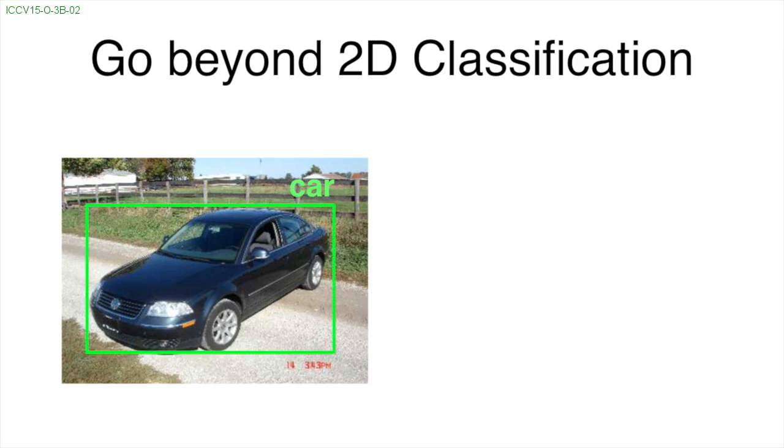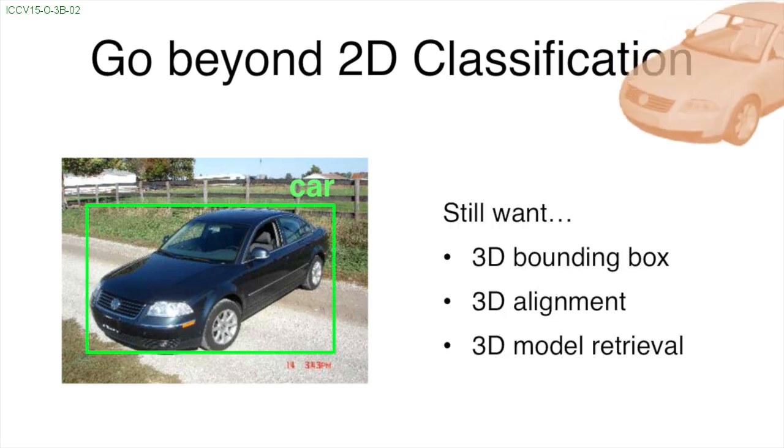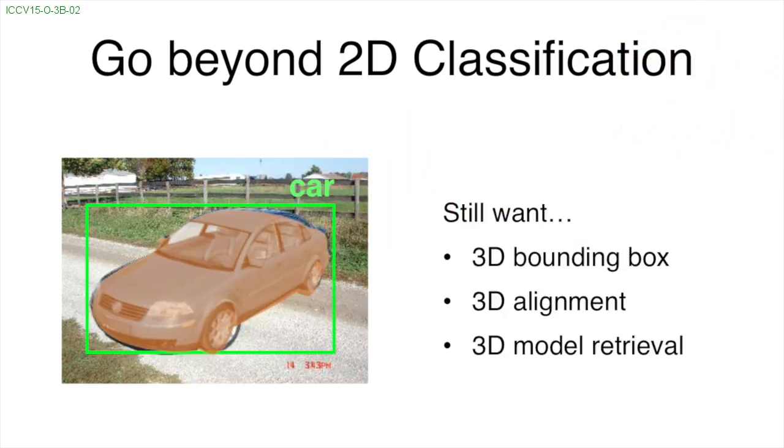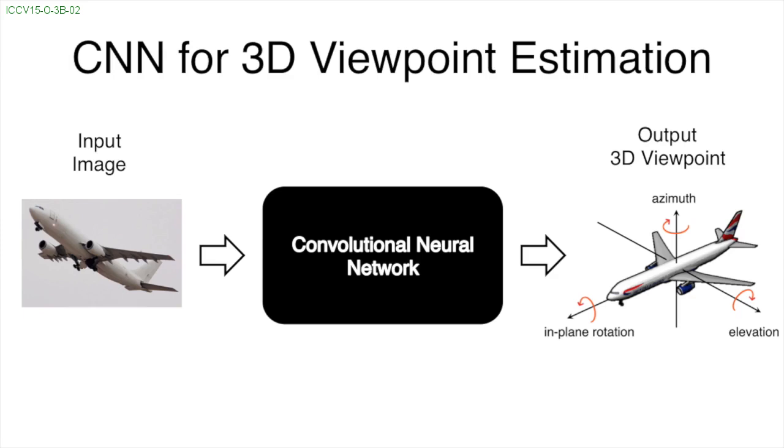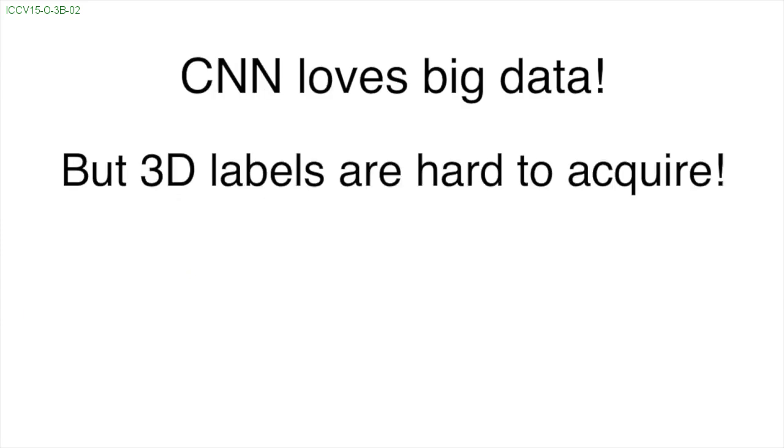Our motivation is to go beyond 2D classification towards 3D understanding of images. We believe deep convolutional neural networks can also be powerful in 3D inference. However, it's hard to acquire high-quality annotations such as 3D viewpoints.